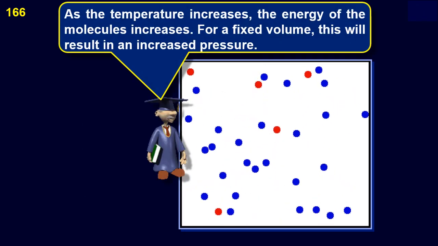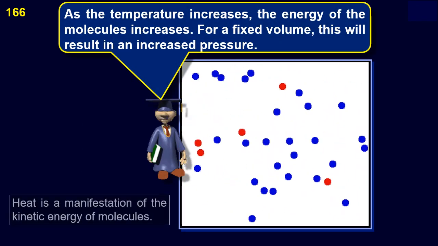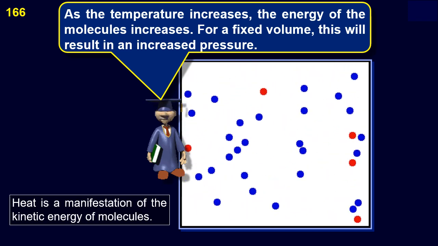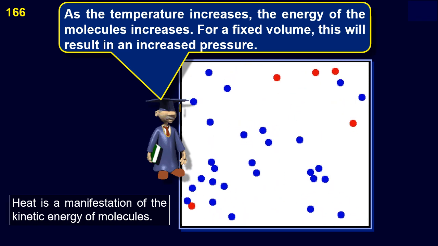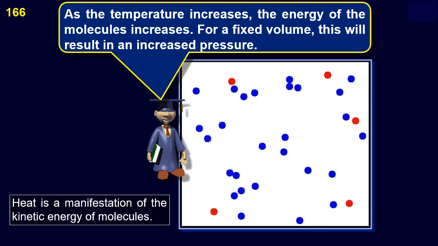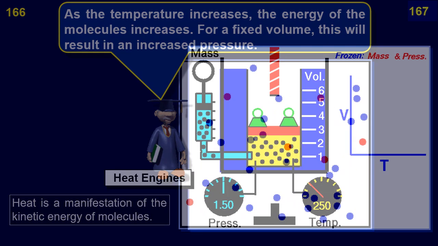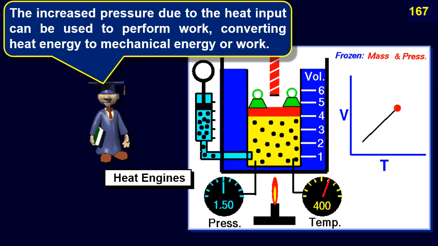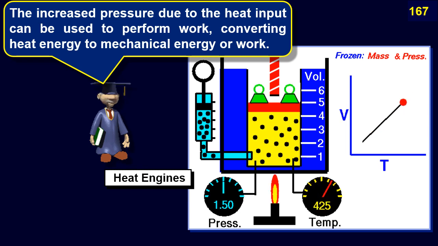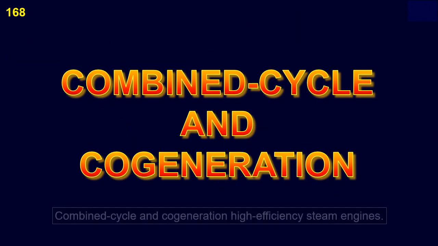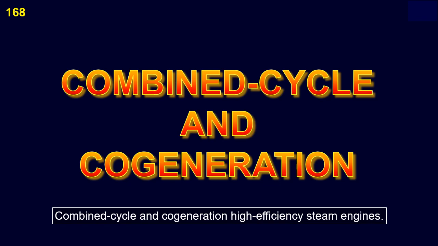Heat is a manifestation of the kinetic energy of molecules. As the temperature increases, the kinetic energy of the molecules increases. For a fixed volume, this will result in an increased pressure. The increased pressure due to the heat input can be used to perform work, thus converting heat energy to mechanical energy or work. Combined cycle and cogeneration high-efficiency steam engines.